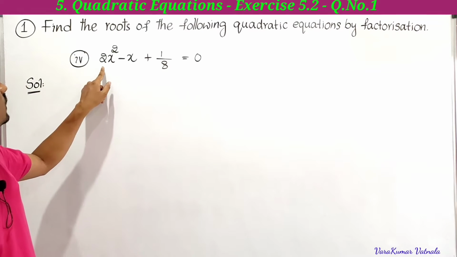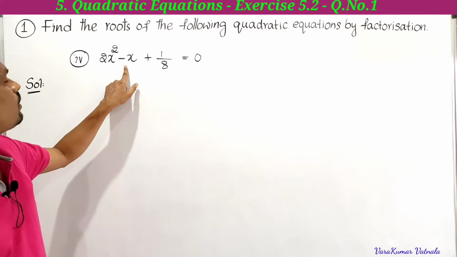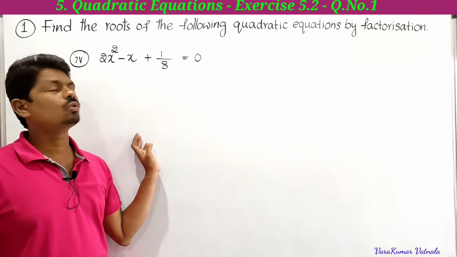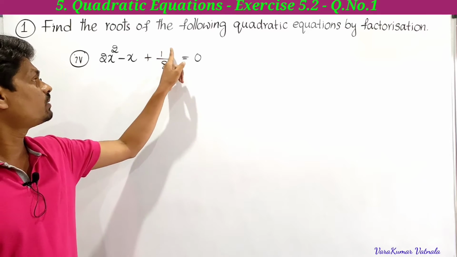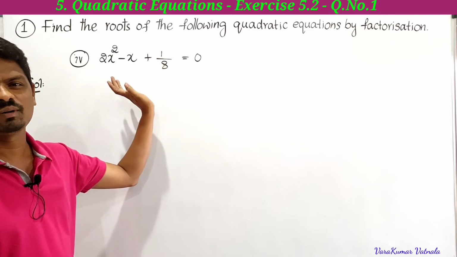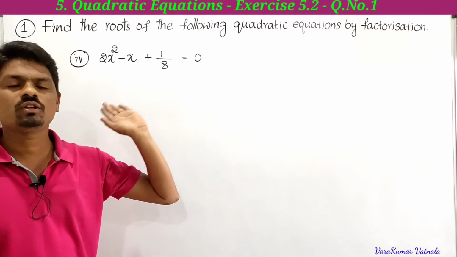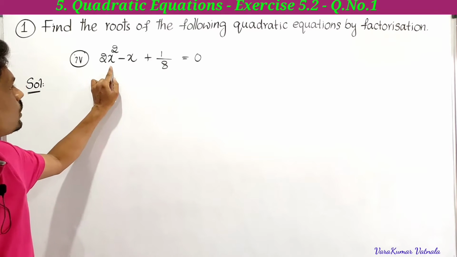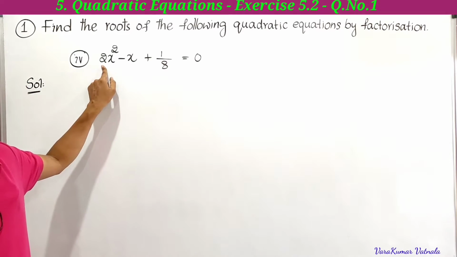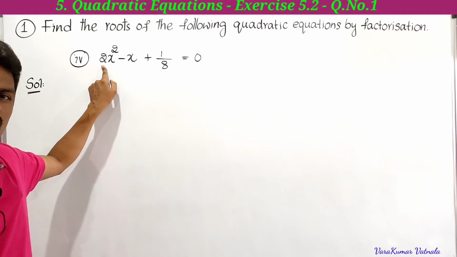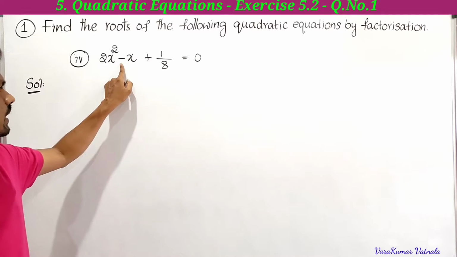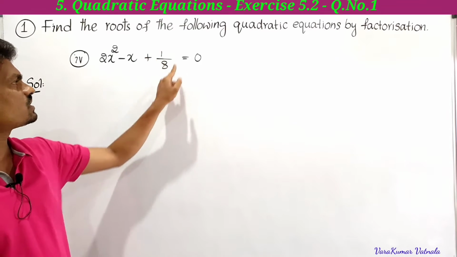See here what is given: 2x square minus x plus 1 by 8 is equal to 0. So don't be afraid by observing 1 by 8 in the given problem. Just follow the method and you can definitely get the roots. What is the coefficient of x square? The coefficient of x square is 2. What is the coefficient of x? It is minus 1.